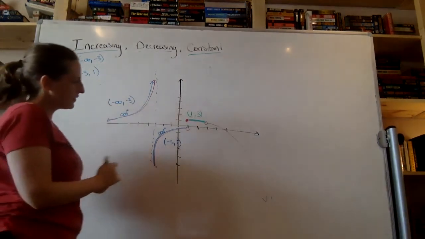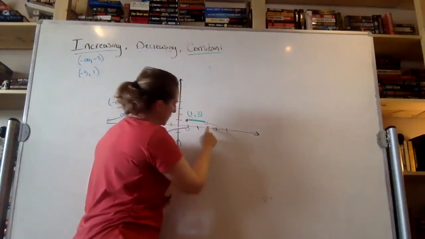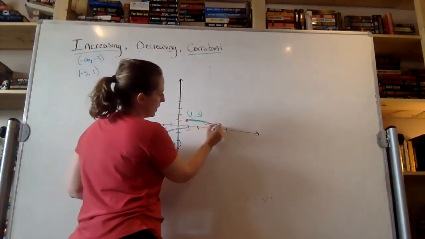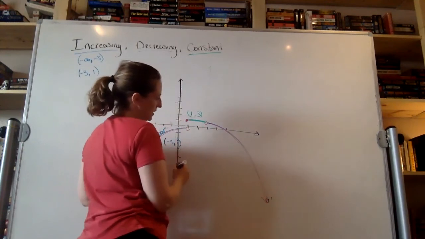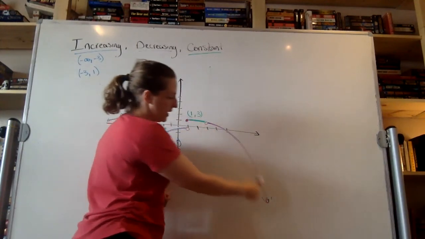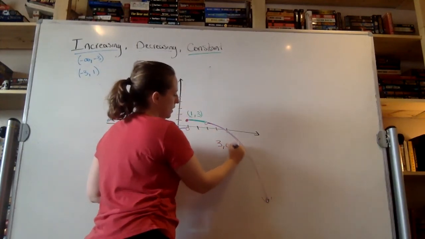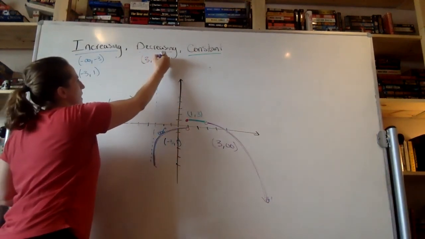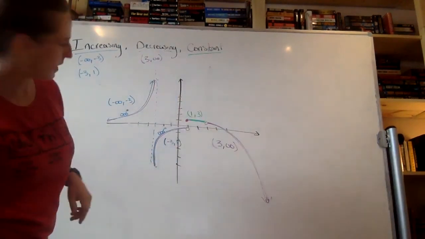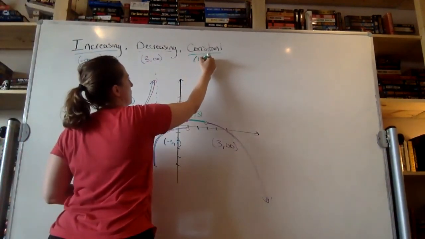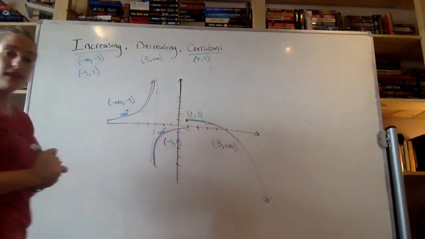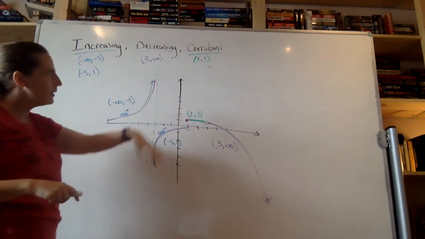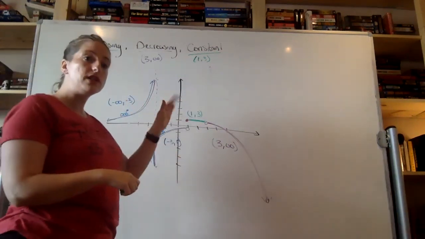And the last piece of our function, what are we doing here? Are we increasing or decreasing? Well, that sure looks like it's going down. So we are decreasing on this little piece of our function. And that goes from 3 to infinity. Using open intervals, so using parentheses. So we're decreasing on 3 to infinity. And we said we were constant from 1 to 3. So again, this is looking at where our function is increasing, going up, decreasing, going down, or staying constant, neither increasing nor decreasing.